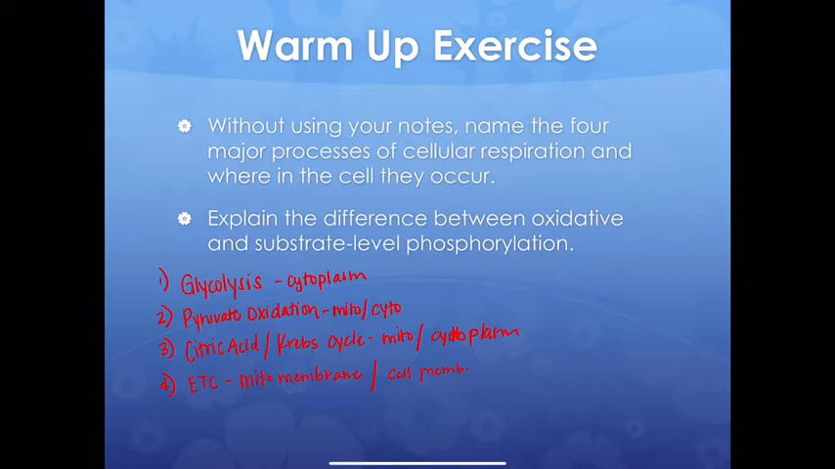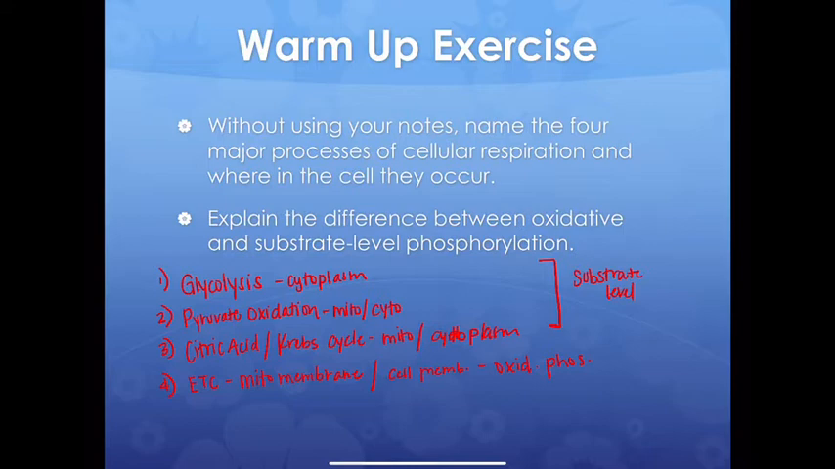The next one, explain the difference between oxidative and substrate level phosphorylation. Okay? So the first 3 represent substrate level phosphorylation. Oxidative phosphorylation only occurs in the electron transport chain. But more importantly than that, what's the difference in them? And the difference is where the phosphate comes from.